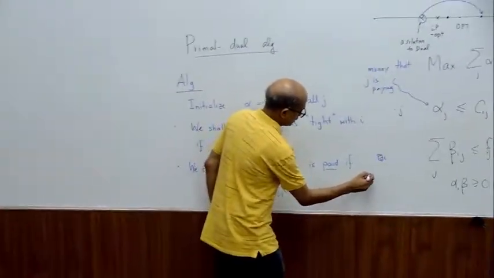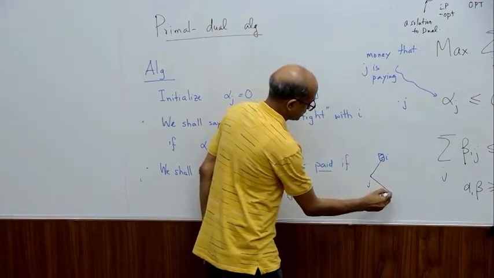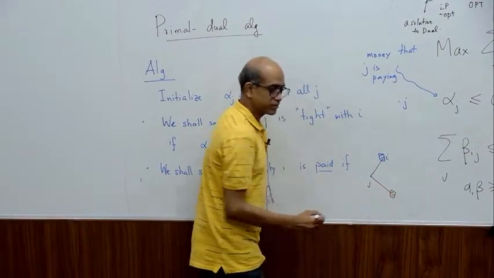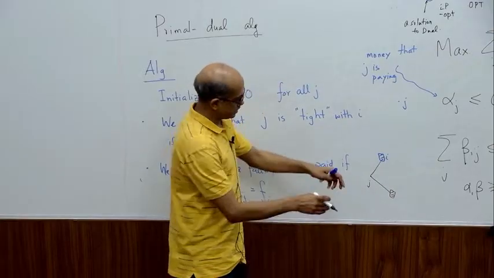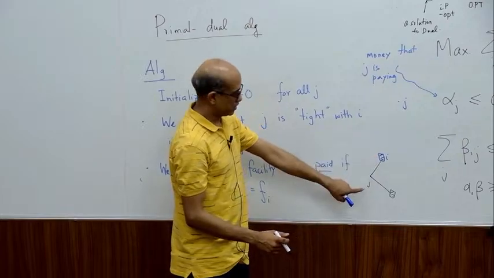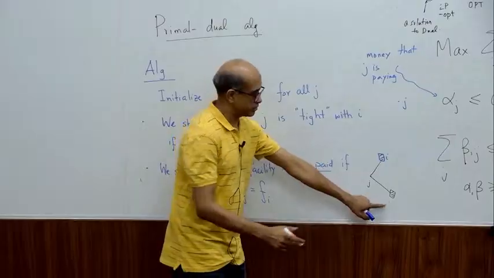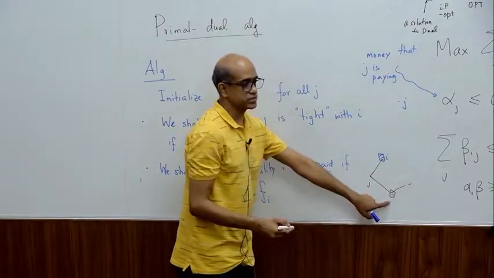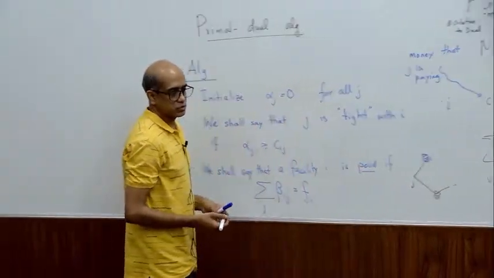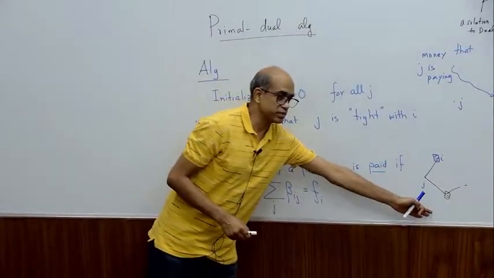Suppose this is j, and it becomes tight with this facility. Now alpha j is being raised, and both of them are being raised. At some point, maybe this one gets paid, so j becomes frozen. At a later point, some other j is raising, so this also freezes. So yes, it's possible that I am tied with two facilities which are paid. It's possible.